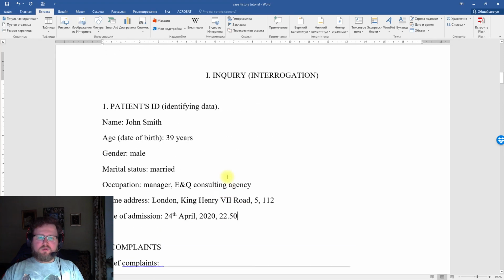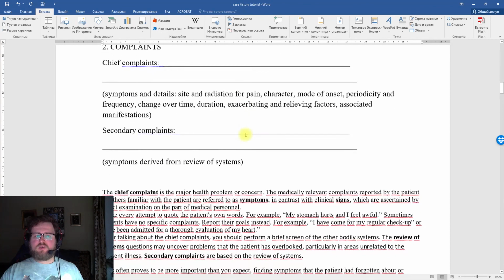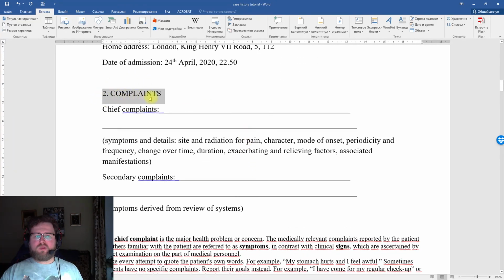Next, so that is the completed passport part, the patient's ID, the personal information which completes the patient's passport data, by which he can further be identified. The next aspect which we proceed to is the complaints. So we're going to talk about the complaints of the patient.